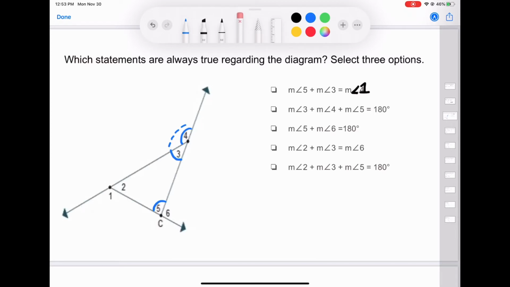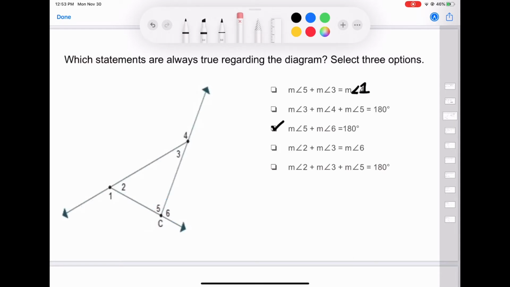Let's look at the next one. The next one states that the measure of angle 5 and the measure of angle 6 is equal to 180 degrees. Well, those two angles are in fact supplementary angles. They share that same line, so if we were to add those together, they would in fact equal 180 degrees. Let's look at the next one.